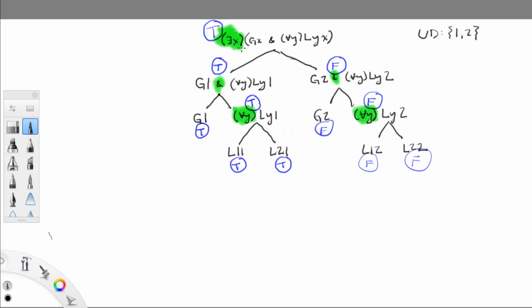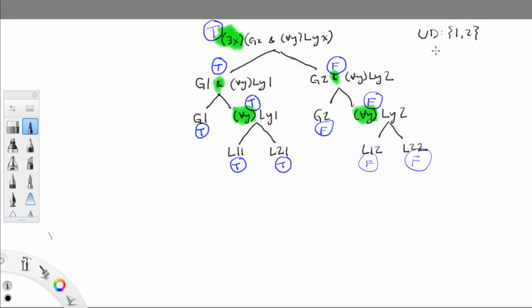We have then our true existential generalization. It has at least one true instance, which is a conjunction. It has both conjuncts true, though one of those conjuncts is a universal generalization and all of its instances are true. So this works out really well.